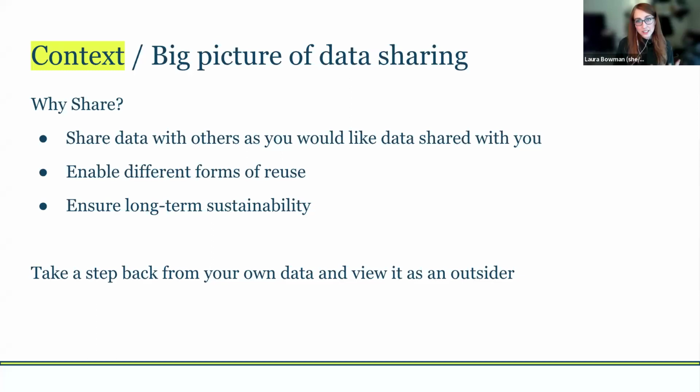For example, as a data curator, I've never seen these data before when I go through them to curate them. So having documentation that explains what's going on, how everything fits together, the organization, is absolutely critical for me to be able to figure out if everything is there.